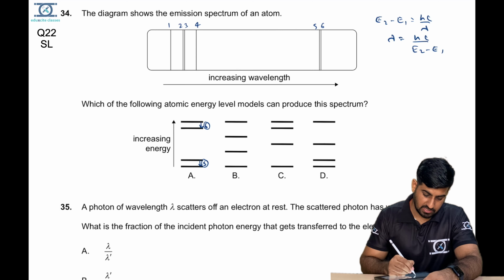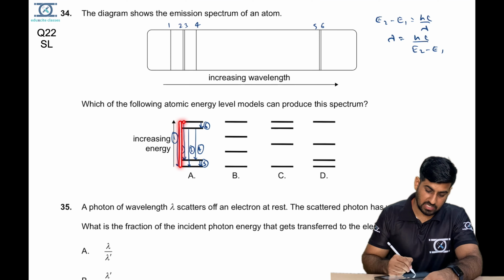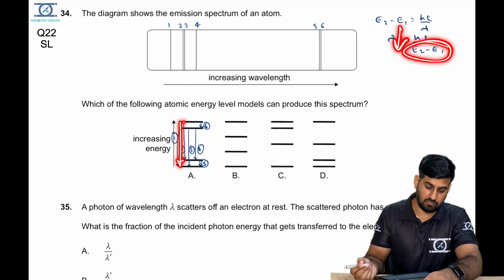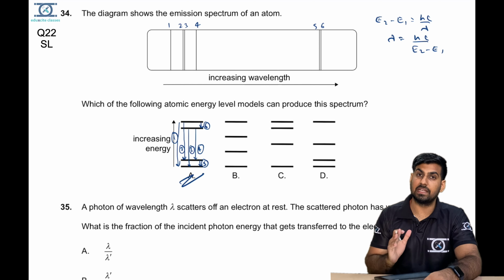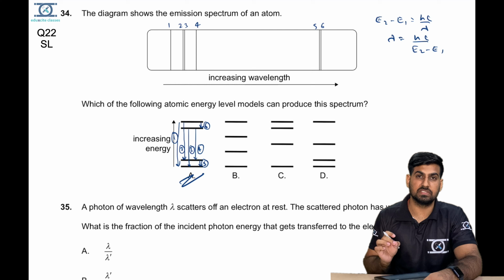4, you can see this will be the 4. Okay, 2 and 3 are very close, so 1 will be like this, let us say 2, and this will be 3, and 1 will be from top to the bottom. Maximum energy level difference, least wavelength. So option A is the right answer for this. You have to solve like this. This is the easiest way to solve questions like this.